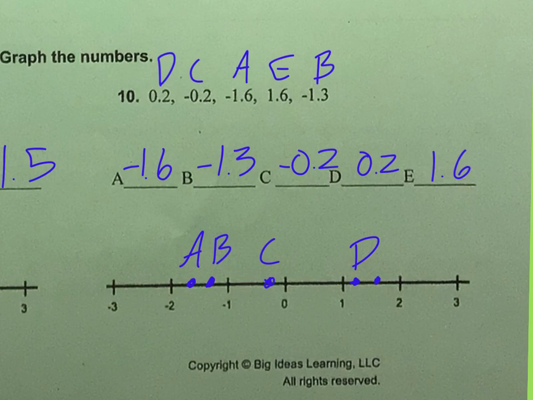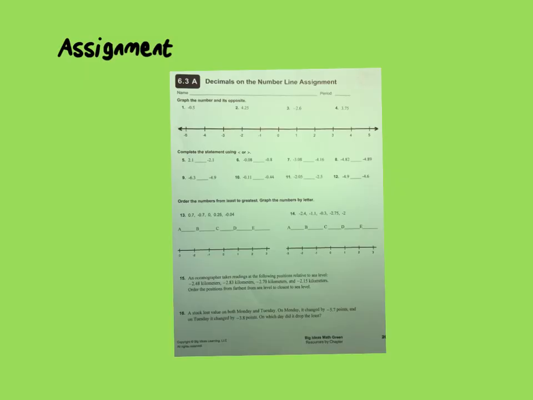So you can almost see that there is almost a mirror image of these numbers because they are opposites of each other. So A is the opposite of E. And B is the only one that's kind of weird there. Then your C and your D are opposites also. All right, let's move on.